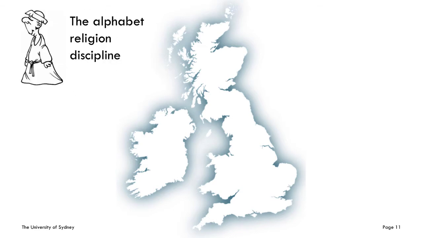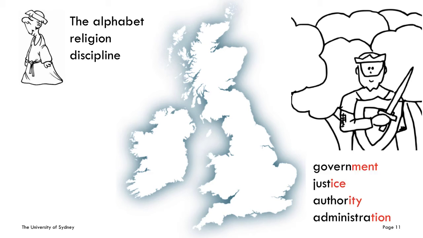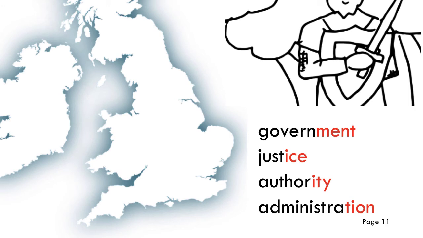In 1066, the Normans, who spoke French, invaded Britain and established a new ruling class. So most words relating to government and the law come from French, a Romance language, that is, a language that derives from Latin. English words with these endings are likely to have a French or Latin origin.